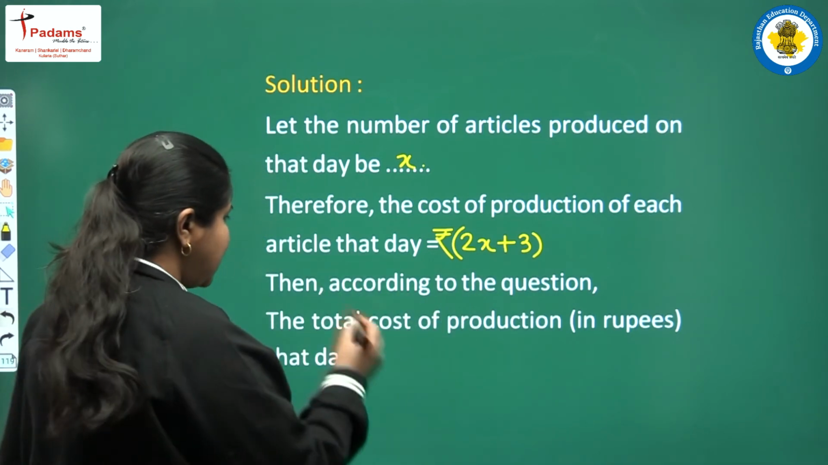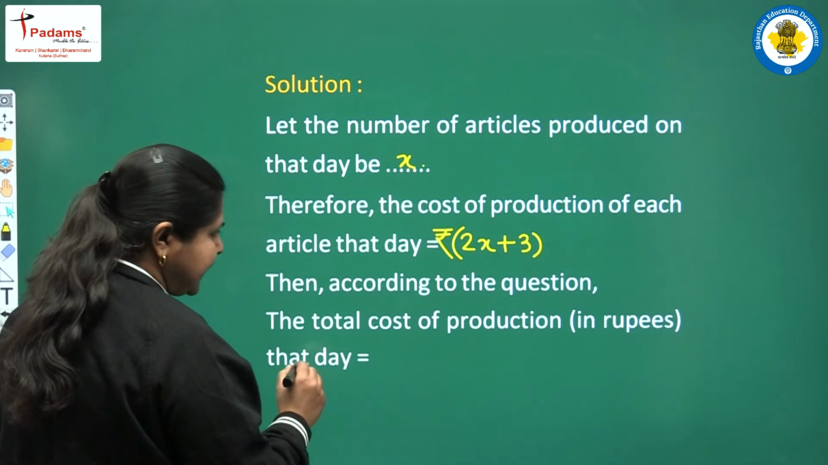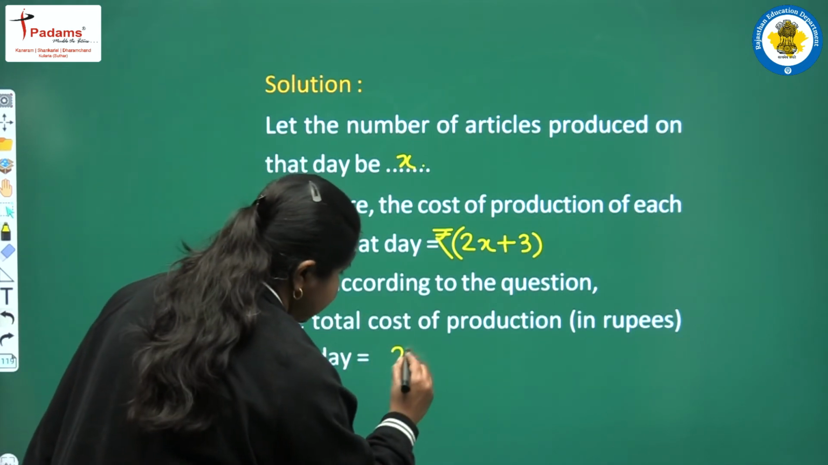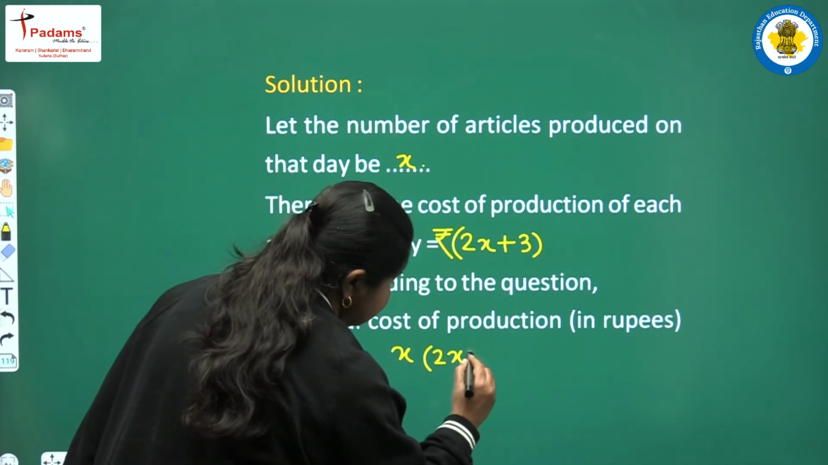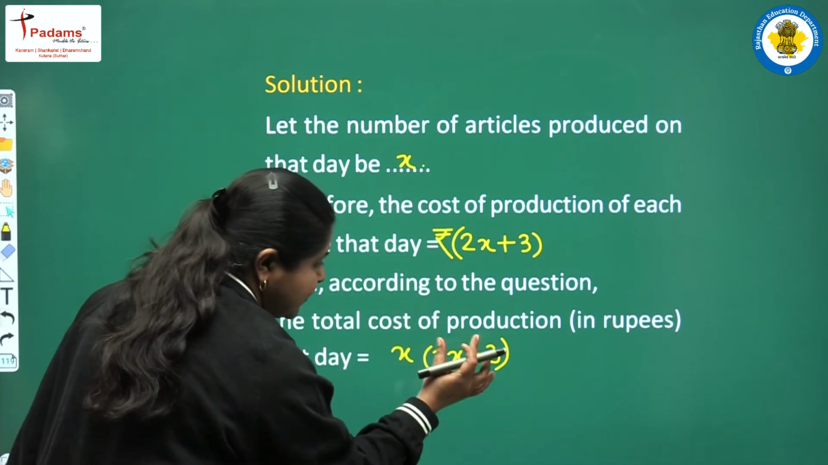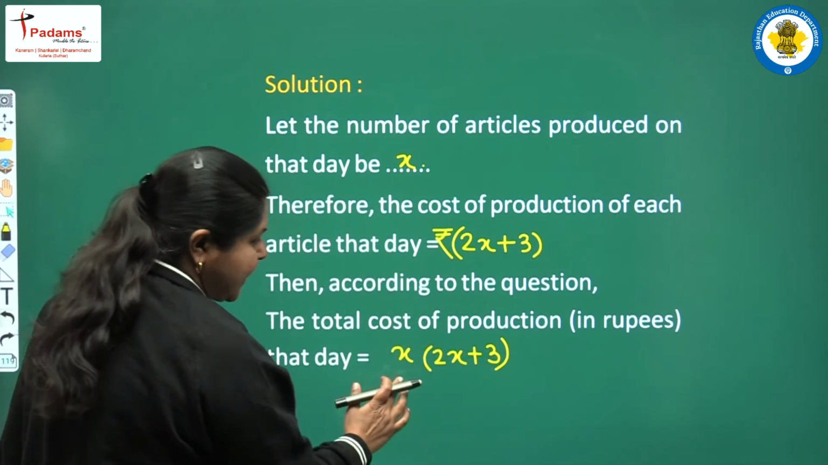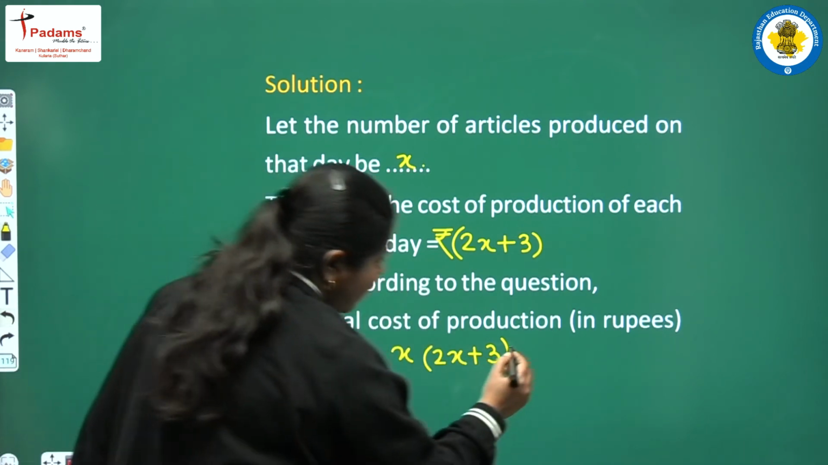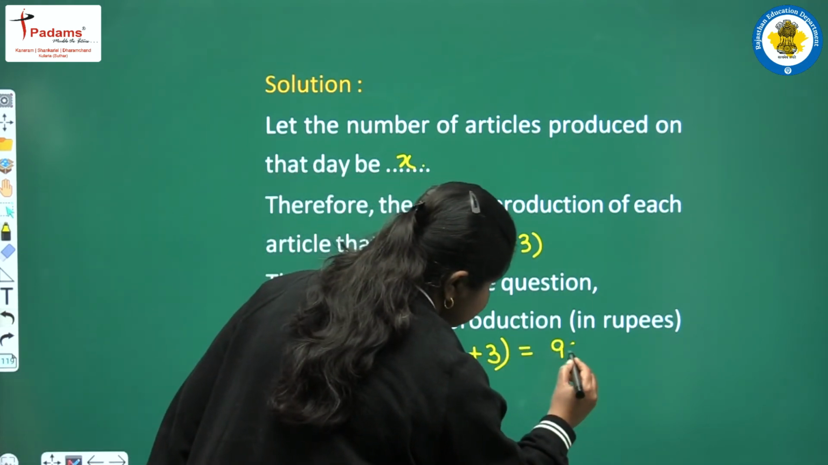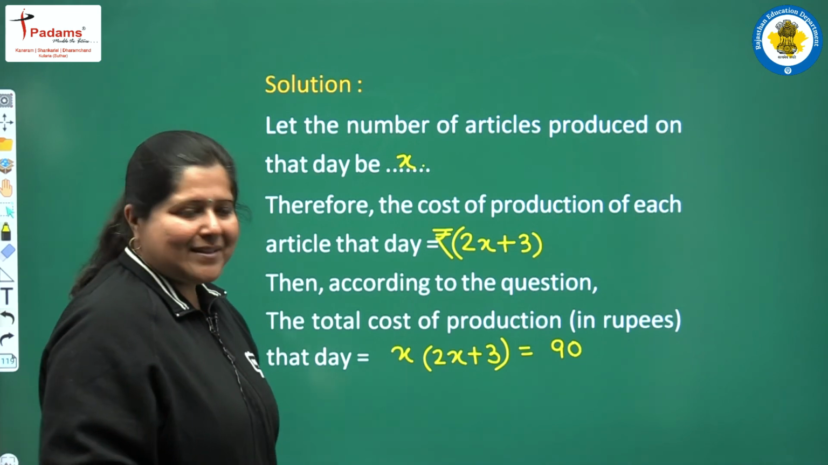Okay. Now according to the question, the total cost of production in rupees that day, it was x into 2x plus 3. ये हो गया total cost of production. ये तो है cost एक article का और x number of articles का cost हो जाएगा x into 2x plus 3 और ये हमें दिया है equal to ₹90. Now simplify this and get one equation.